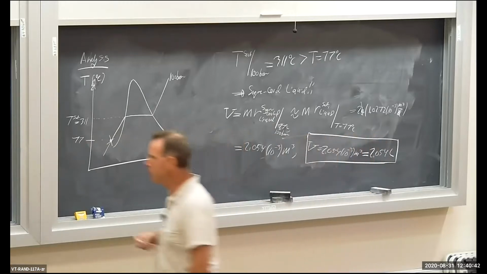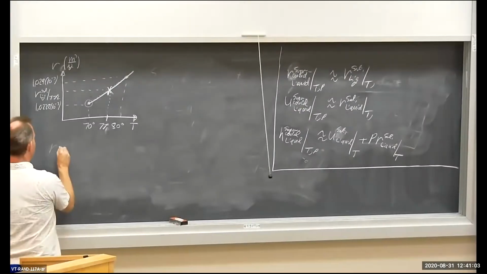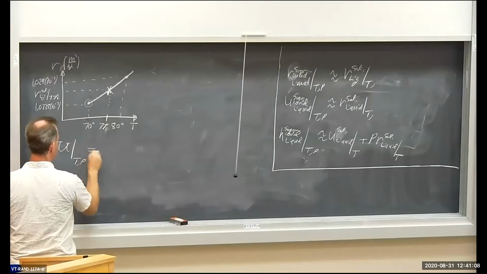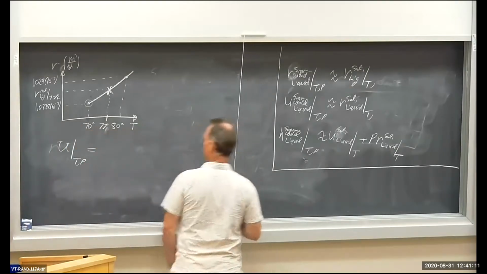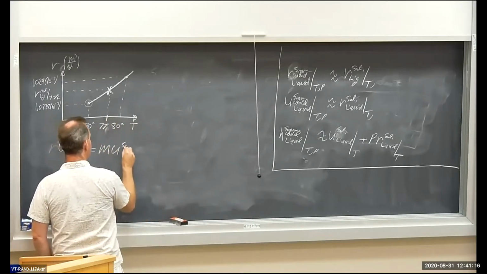All right. Let's calculate internal energy, U. Let's move over here now. U at the temperature and pressure. Well, that's going to be the mass of the H2O times the specific internal energy of the supercooled liquid.